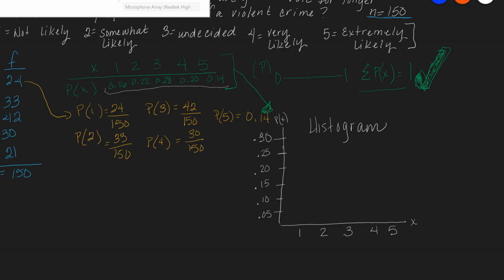All right, so the probability that one of these 150 people who we surveyed answered they're not likely to vote for longer sentences when someone's convicted of a violent crime is 0.16. So I'm going to go ahead and just figure, right about here. It's probably a 0.16. Pretty close, right? And I'm going to create a bar. All right. Do the same thing for those who answered a 2, which is 0.22. All right, that's probably close to here. And I'll let you do the same thing for the 3, 4, and 5 scores.